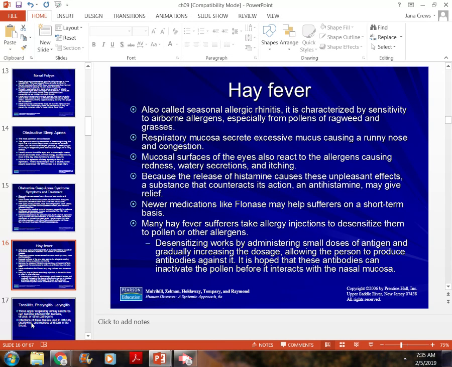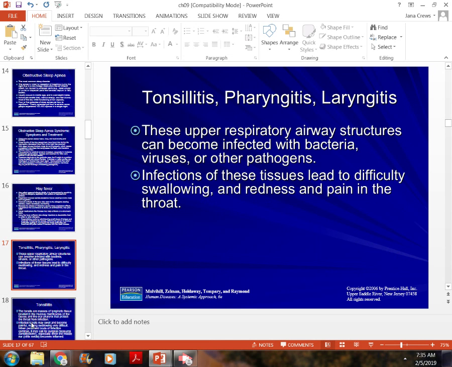Sometimes people's allergies are so severe that they have to go see an allergist and may have to get allergy shots once a month or once a week, depending on how it works. But those are the things that we see that people use to treat seasonal allergies.